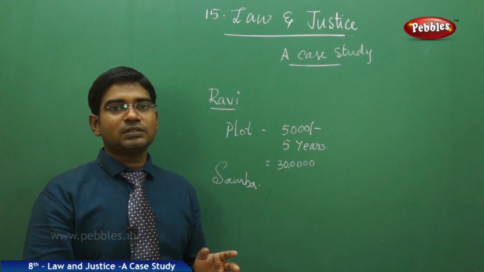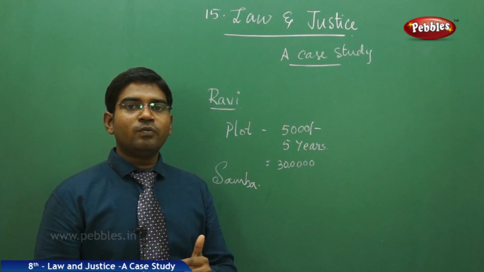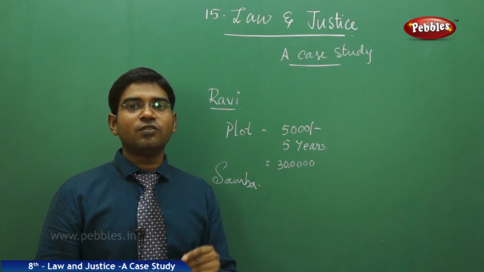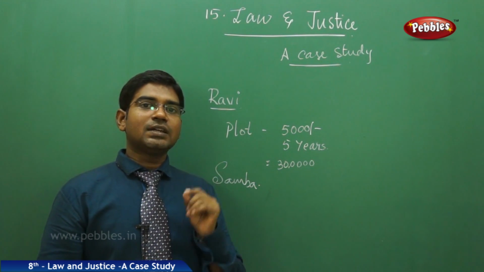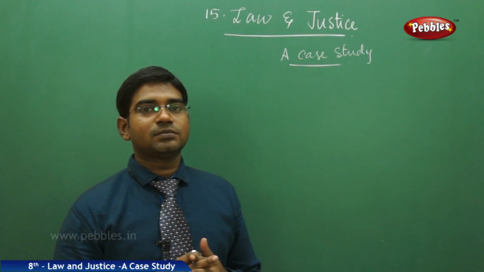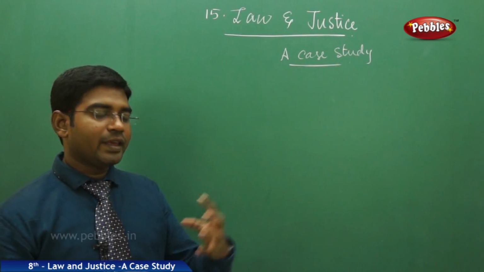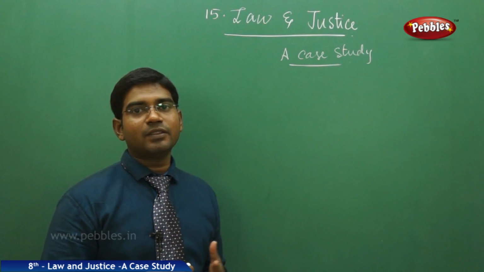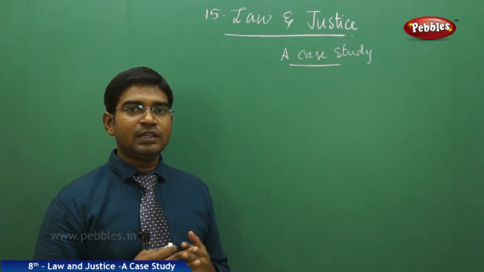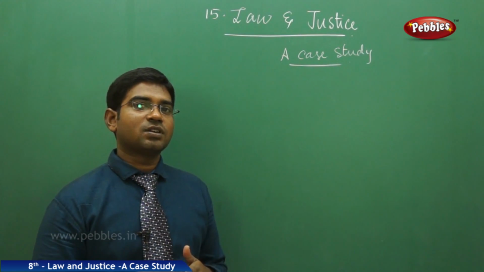But this process was not as smooth as Samba was expecting. We have a small twist in the attitude and behavior of Mr. Ravi. What is that twist? Let's find out. After 5 years, Samba decided to build a house on the plot for which he had made the payment for the last 5 years. So when he decided to take the plot, he asked Mr. Ravi to give his plot so that he could plan the construction of the house.